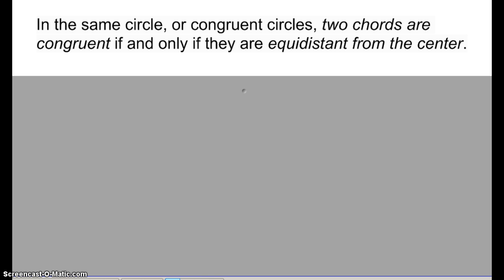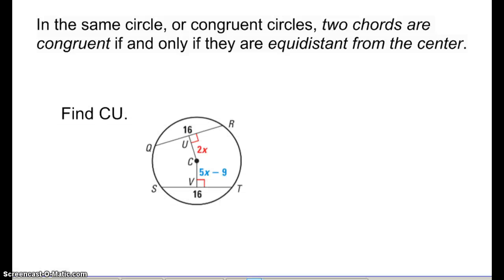This is a theorem from your textbook which says: in the same circle or congruent circles, and remember, congruent circles are two circles that have the same radius length, or diameter, two chords are congruent if and only if they are equidistant from the center. So let's look at an application type of problem here.